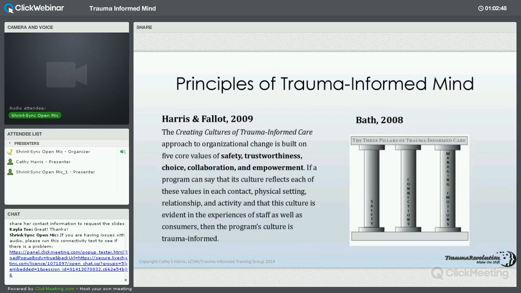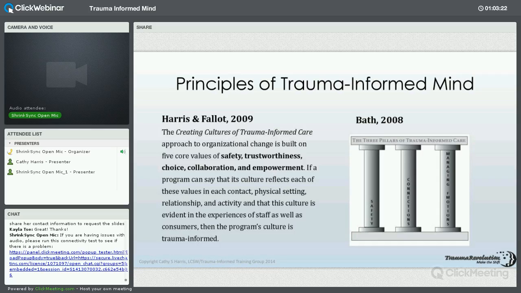So here are some principles of trauma-informed care. Harris and Fallot wrote a paper creating cultures of trauma-informed care. Their approach to organizational change is built on 5 core values: safety, trustworthiness, choice, collaboration, and empowerment. So we're not only talking about the treatment, but about the physical setting of whatever the agency is that the person will walk into. There are certain elements. We have all these rules about HIPAA, privacy. We have wonderful mission statements on the wall.